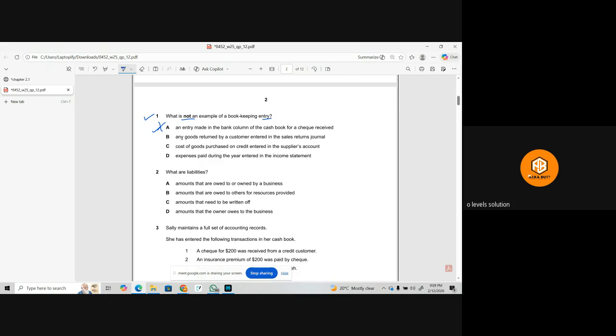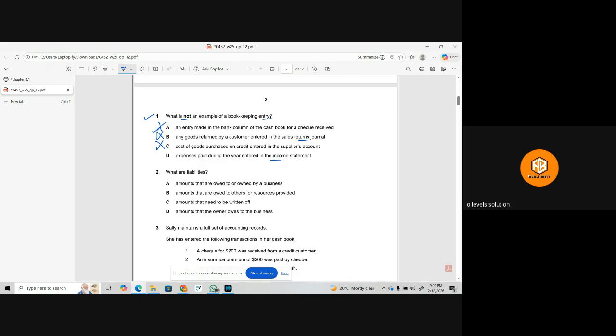B is any goods returned by a customer entered in the sales return journal. Again, this is bookkeeping, because here we have to make the books of original entry, meaning prime books. It's again not the answer. C is cost of goods purchased and credit entered into the supplier's account. Here we need to make the supplier's payable account. That's why it's again not the answer. This is part of bookkeeping. Then again, it's not the right answer.